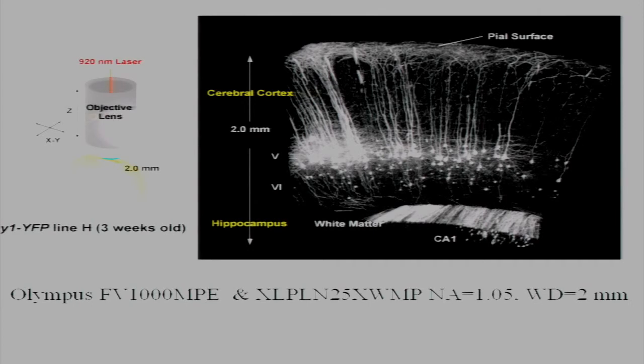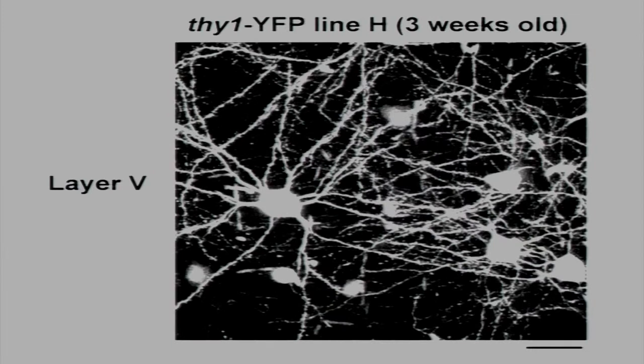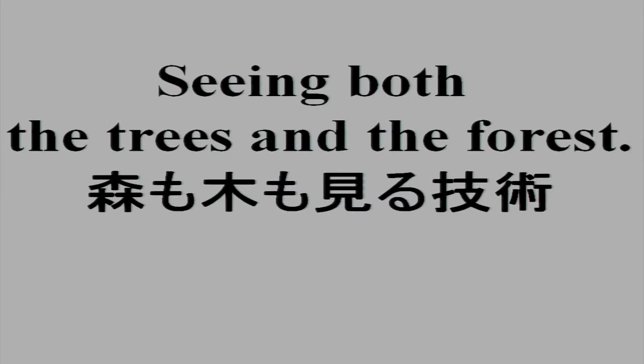We put the objective lens just on it to look inside the brain. Here we visualized YFP-expressing neurons down to a depth of 2 millimeters from the brain surface, just because the objective lens had a working distance of 2 millimeters. The spatial resolution was good enough to discern individual dendritic spines at layer 5. So the Scale technique allows us to see both the trees and the forest.